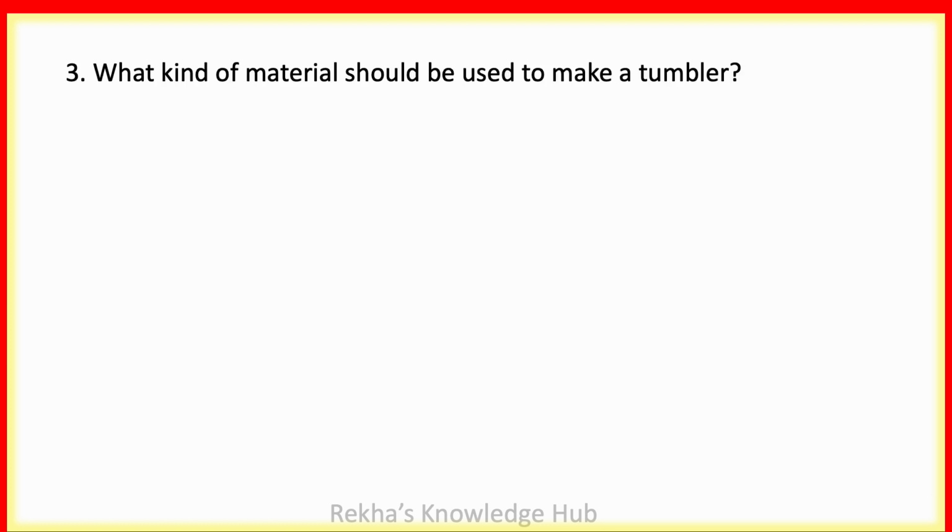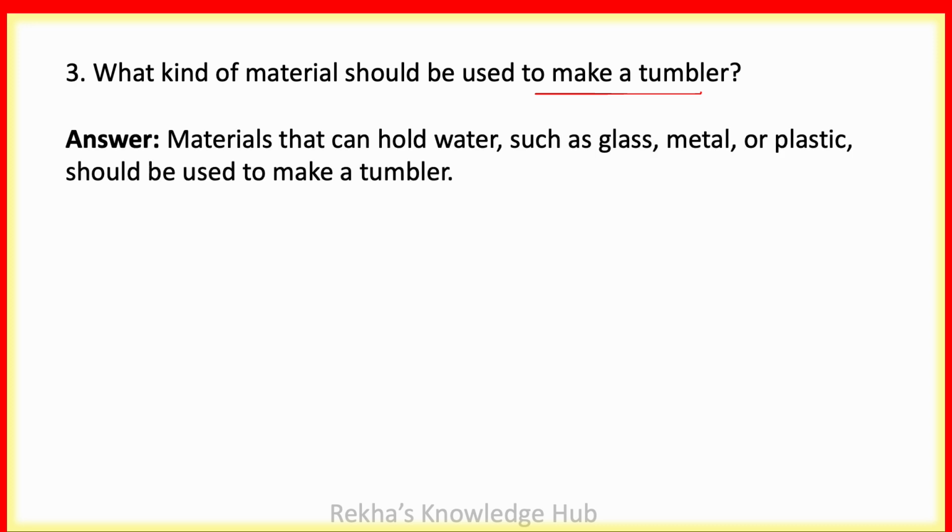What kind of material should be used to make a tumbler? Materials that can hold water such as glass, metal or plastic should be used to make a tumbler. So, we can use materials like glass, metal or plastic to make a tumbler because these materials can hold water.